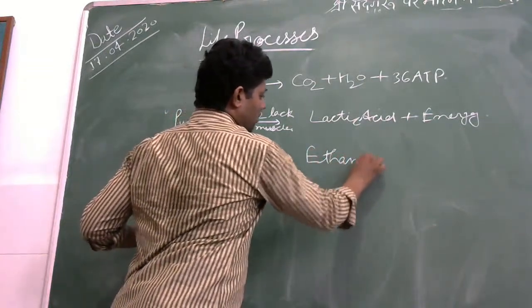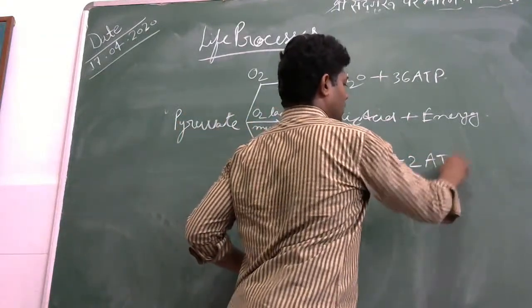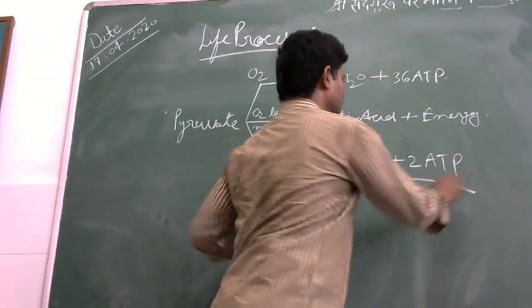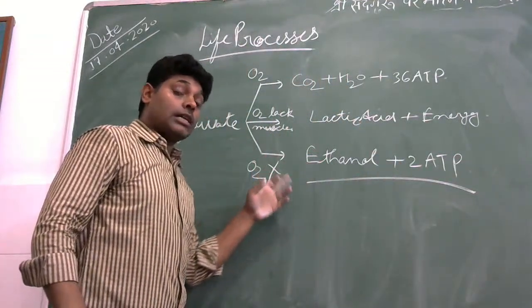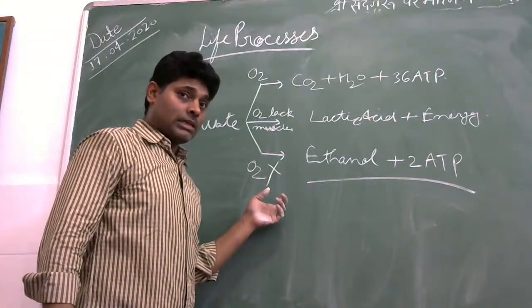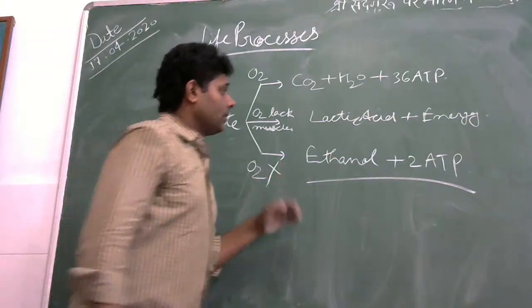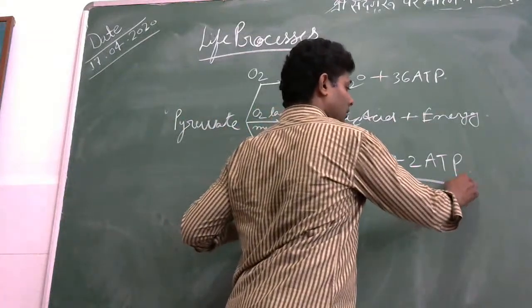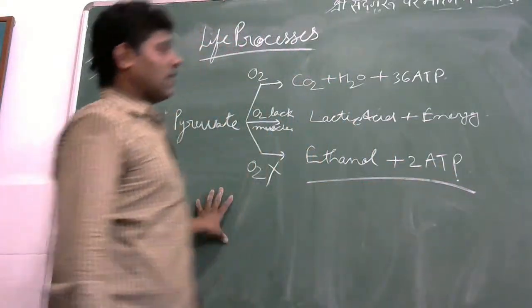ethanol and two ATP molecules. Basically, this anaerobic respiration will occur in small organisms like microbes, certain bacteria, and release a very small amount of energy which is utilized for the different life processes.